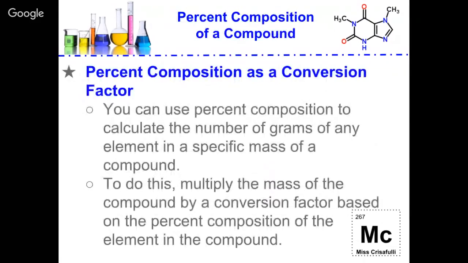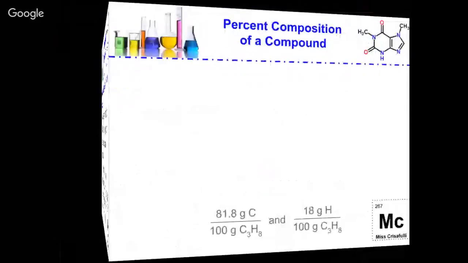So now let's talk about using the percent composition as a conversion factor. You can use percent composition to calculate the number of grams of any element in a specific mass of a compound. To do this, you're going to multiply the mass of the compound by a conversion factor based on the percent composition of the element in a compound. Another way to say this is that if you know the mass of the compound that you have, and you know what percentage of that mass is each element, take your mass of the compound, multiply it by your percentage, and that will give you your mass of each element in the compound.